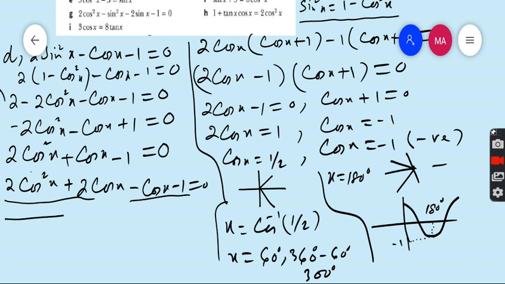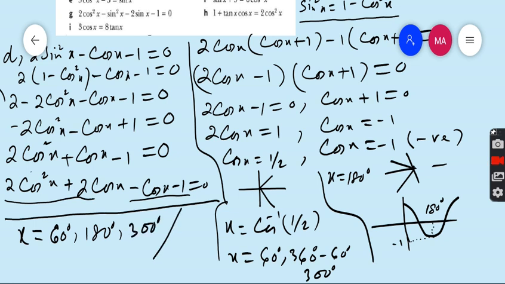Therefore, we have only three angles. The solution of the whole equation, that is x is equal to, first angle was 60 degrees, second angle was 180 degrees, and third angle was 300 degrees. And this is our final answer. Hope you completely understand part D. Move on to part E.